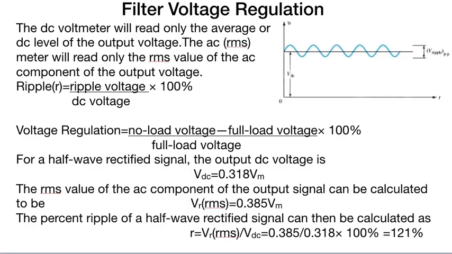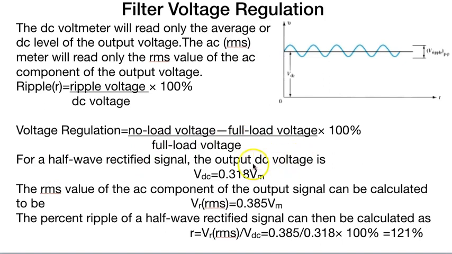The filter voltage regulator: when you have an RC in your circuit, you will have some ripple in your output voltage. So the DC voltmeter will read the average or the DC level of the output voltage. The AC RMS meter will read only the RMS value. The ripple will be equal to ripple voltage over the DC voltage into 100. Voltage regulation is the no load voltage minus the full load voltage, upon the full load voltage, into 100.